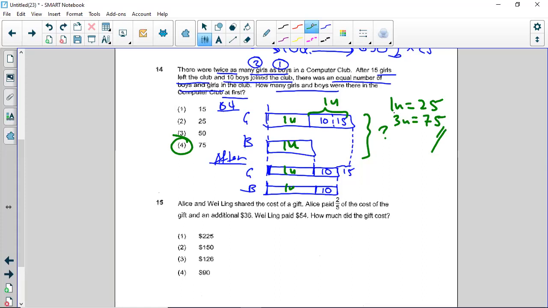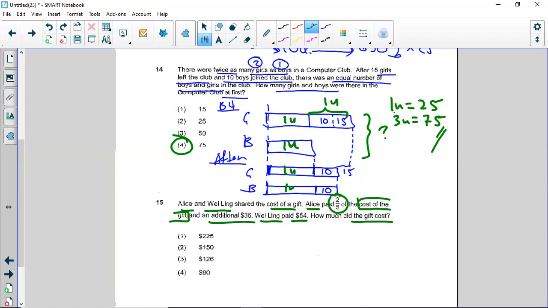Okay, question 15, also model drawing because there's a fraction given. So Alice and Wei Ling shared the cost of a gift. Alice paid 2/5. What is this fraction talking about? It's talking about the cost of the present. And she also paid another $36. And Wei Ling paid $54. So how much did the gift cost?